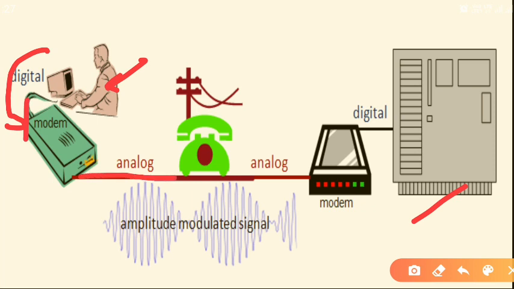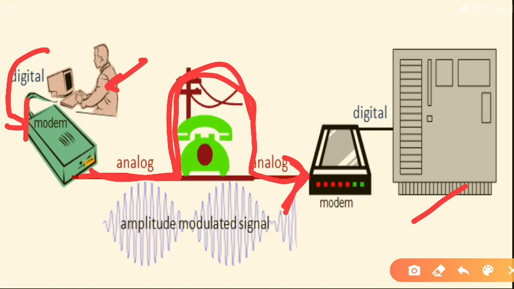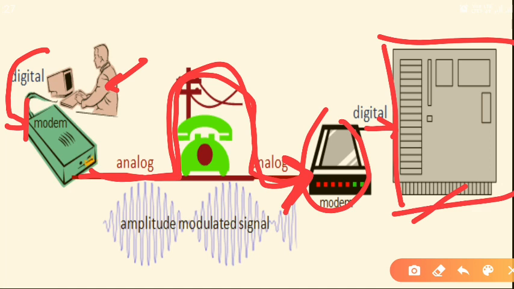This analog signal is carried through the telephone lines to this modem, and this analog signal comes over here. Again this modem, what does it do? It converts this analog signal back to digital signal, and then this digital signal is understood by this server computer.